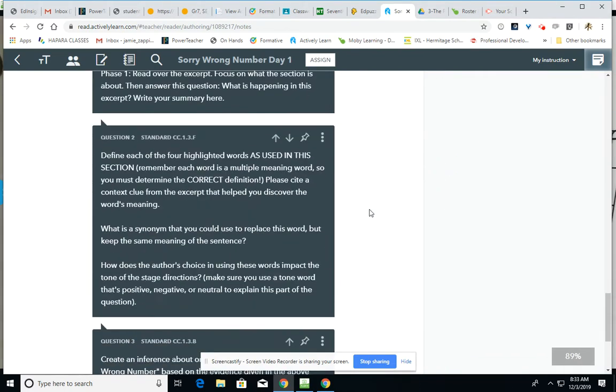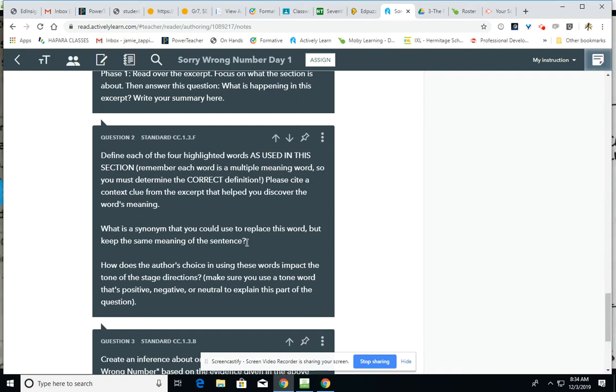I want you to look at all 4, and I want you to list word 1, word 2, word 3, word 4 in your answer, and then make sure that you give a definition for the word, and then pick a context clue that might help you understand the meaning of the word, and then think of a synonym that you would use to replace the word. And all of that would be tying into learning target number 14, to determine the meaning of unknown words and phrases as used in context.